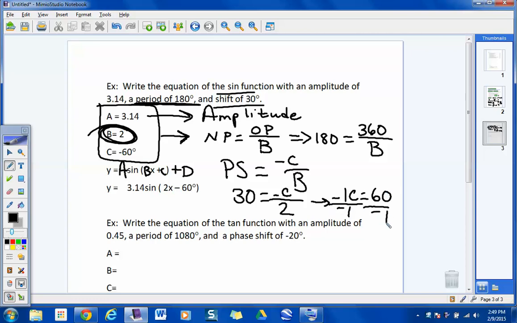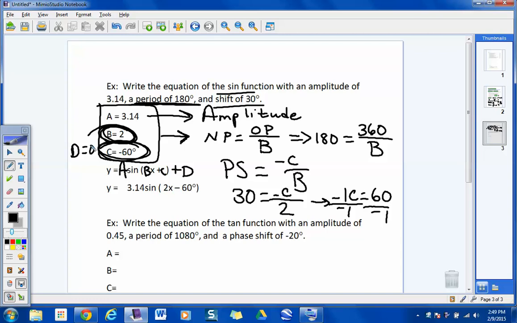Negative 60. And once you have those values, by the way, was there any vertical shift up or down in this problem? So the d value will stay at 0. I'm just going to jot this down. D will stay at 0. Okay. We're going to add some stuff here to this next one. But guys, what do you think? Can you use those formulas to find your values?